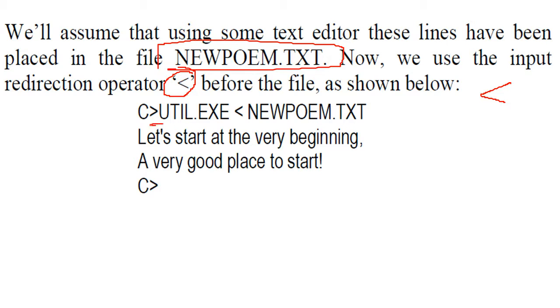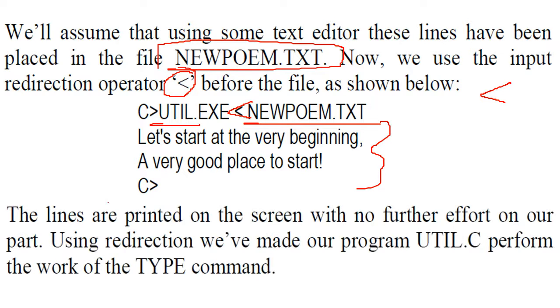So we have this C util.exe. Now this is the operator before new poem.txt, and this content will be shown. So the lines are printed on the screen with no further effort on our part, and using the redirection, we have made our util.c or util.exe perform the command function, which is the type command, because it is showing the content.